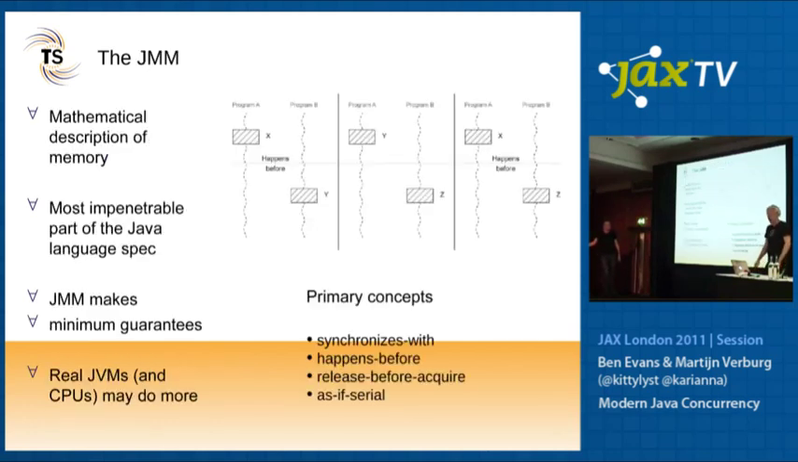Okay, let's talk about the JMM. This is the Java memory model, and this is a mathematical description of memory. Hands up if you've ever read any of the Java language spec. Okay, cool. Seems to be the same people, doesn't it? Yeah, and the JMM pretty much is the worst part of the spec in terms of impenetrability and lack of readability. Generics gives it a run for its money, doesn't it? Well, generics constraints are pretty bad, it's true to say.